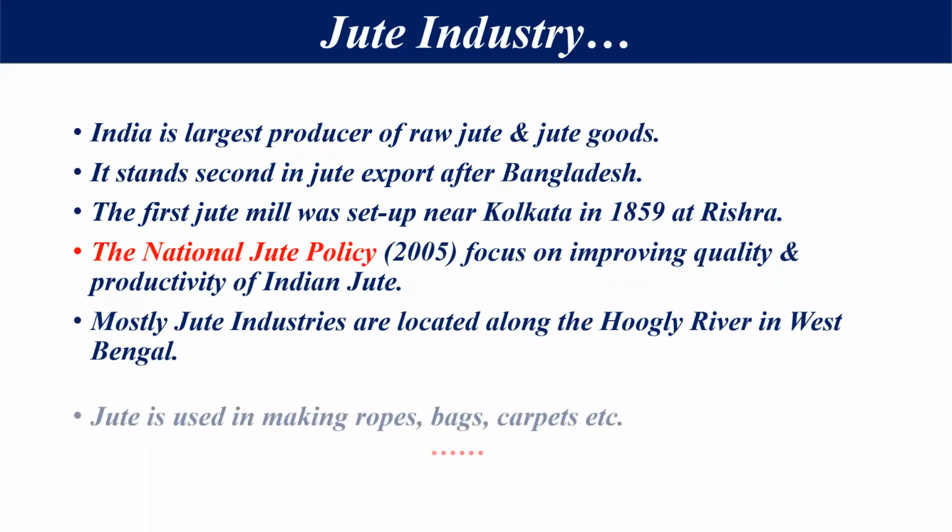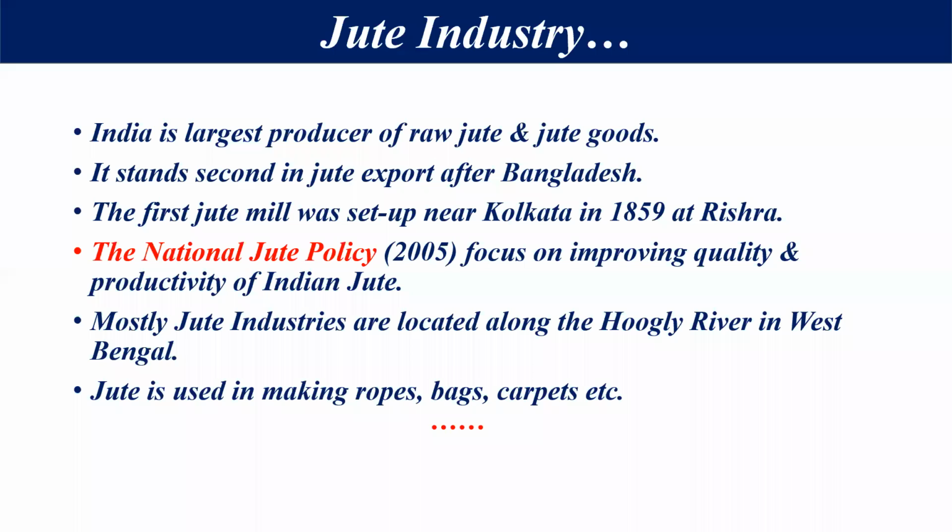Dear students, if we think about jute, India is the largest producer of raw jute and jute goods. Remember this. So in this way, we can say that India is the largest producer of raw jute and jute goods. And the next thing is, it stands second in jute export after Bangladesh. Students, these are some important questions for you, and you must know about it. Sometimes it will be asked in the question paper also.